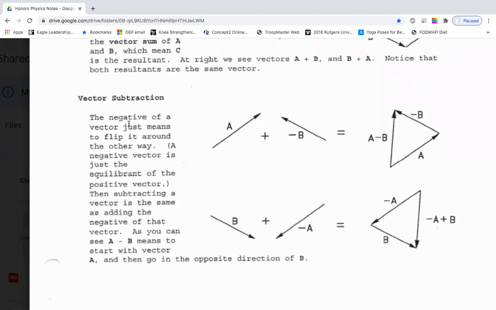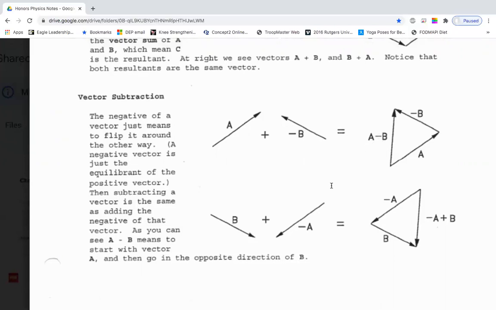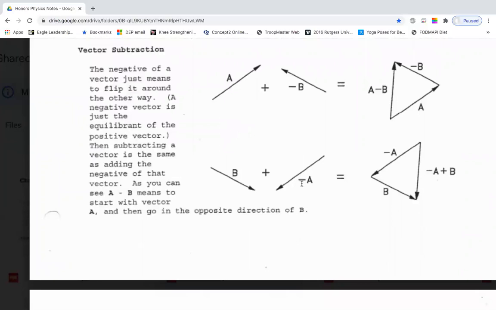Well, how about vector subtraction? Could I say we're going to take A minus B? Well, if B went from here to here, minus B is going to go the other way. So if I said A plus a minus B, that's the same as saying A minus B. How do we get that? You put your A on the paper, then you do minus B right after the A, tip to tail. You go from start to finish, and you have A minus B. Now we take a look at B, and we try B minus A.